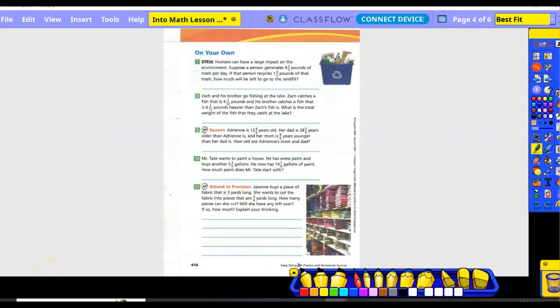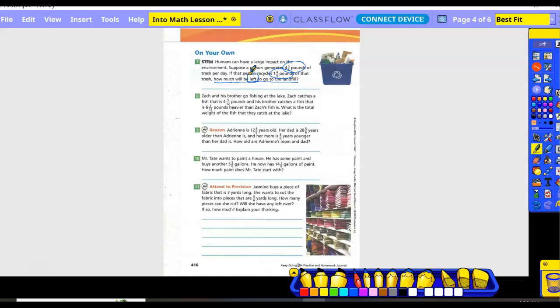On your own, number 7, STEM. Humans can have a large impact on the environment. Suppose a person generates 4 3/5 pounds of trash per day. If that person recycles 1 4/5 pounds of that trash, how much will be left that goes to the landfill? So we have 4 3/5 pounds, 1 4/5 pounds. How much will be left that goes to the landfill? What keyword or vocabulary do I need to put in a box to let me know if I'm adding or subtracting? Left, right? That tells me I'm going to what?